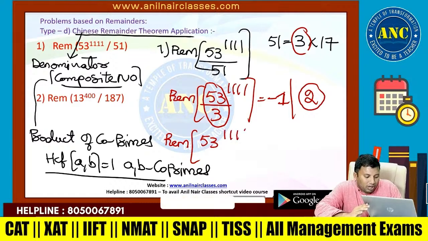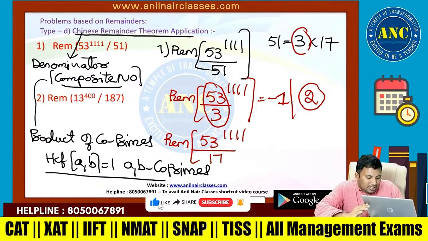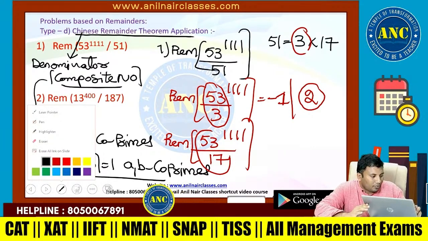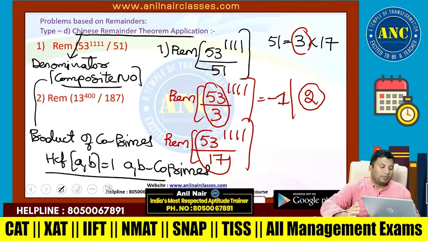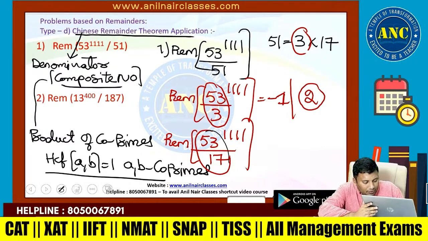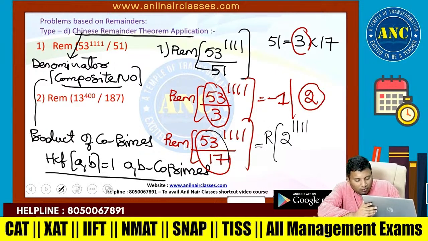53 power 11111 divided by 17. So this is, 17 3s are 51. Praveen, look at this pen. 17 3s are 51. Remainder is 2. So here it is 2 power 11111 divided by 17.